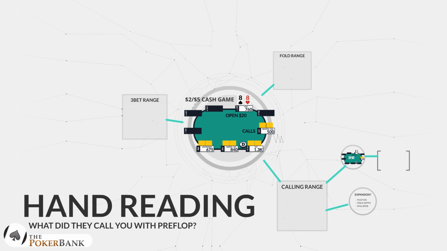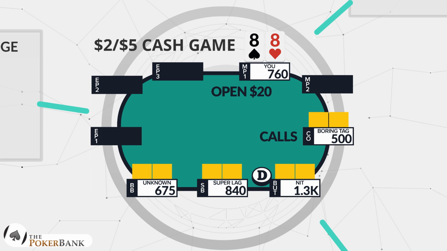This is really important when people are calling your opens or calling your isolation raises, having a clear idea what they actually have, because once you understand that, it makes postflop a million times easier. So let's start by looking at an example. Say we're playing a 2-5 live cash game, we have pocket 8s, we open at 20 in MP1, and the cutoff calls. He's a boring tag, and we're trying to figure out what the heck he called with.